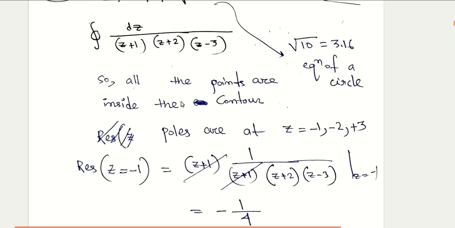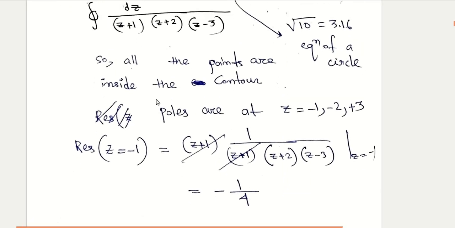So let's first find the residue corresponding to z equal to minus 1. You need to multiply this function with z plus 1, and z plus 1 will cancel out, and at z equal to minus 1, the value of this function is minus 1 by 4.